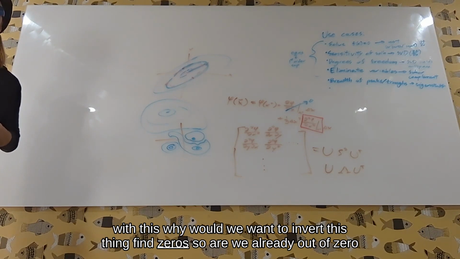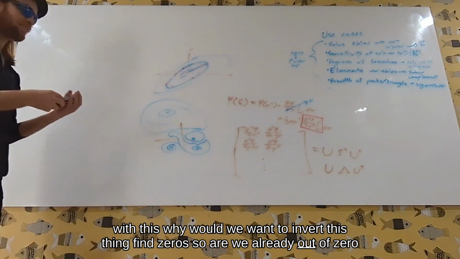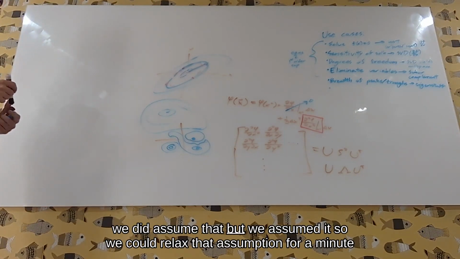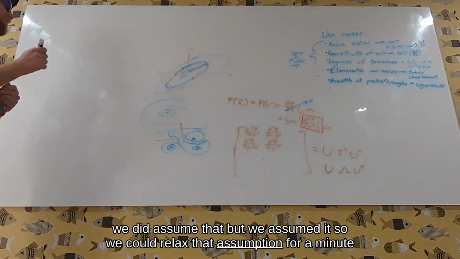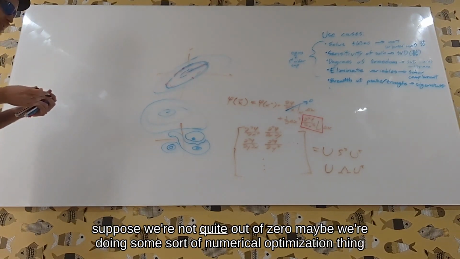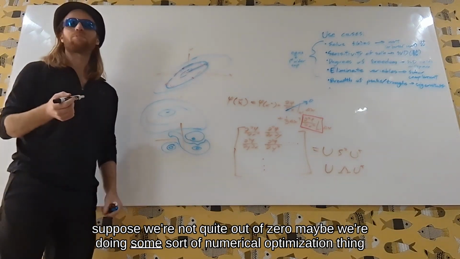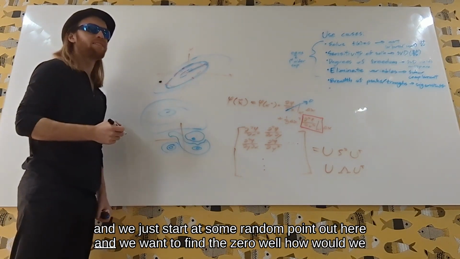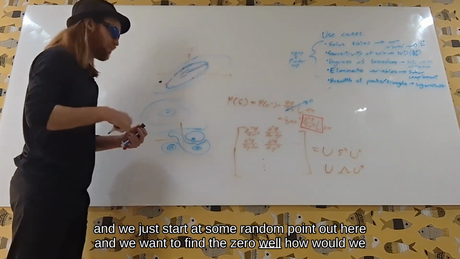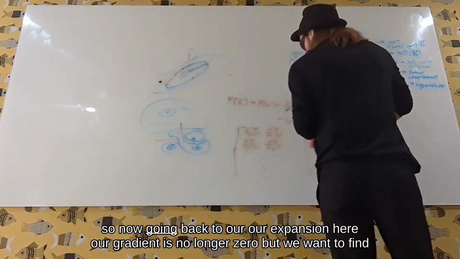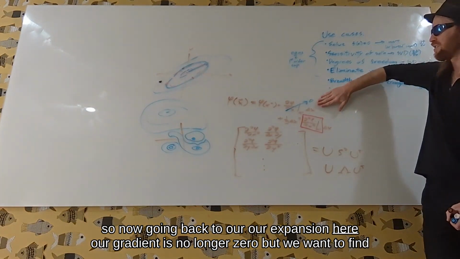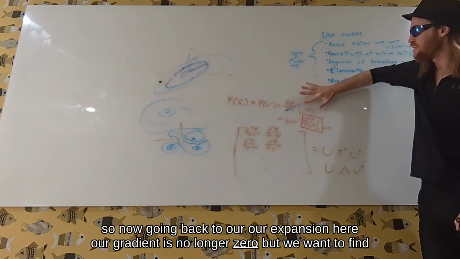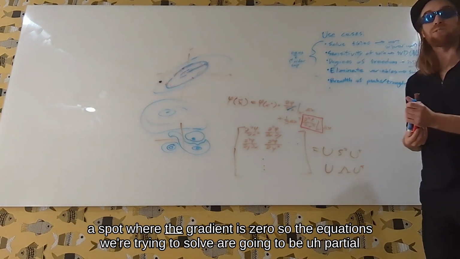Find zeros. Aren't we already at a zero? We did assume that, but we could relax that assumption for a minute. Suppose we're not quite at a zero. Maybe we're doing some sort of numerical optimization, and we just start at some random point out here, and we want to find the zero. Well, how would we do that? Going back to our expansion here, our gradient is no longer zero, but we want to find a spot where the gradient is zero.